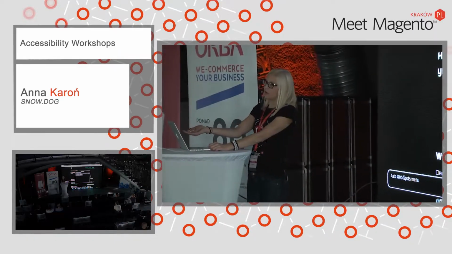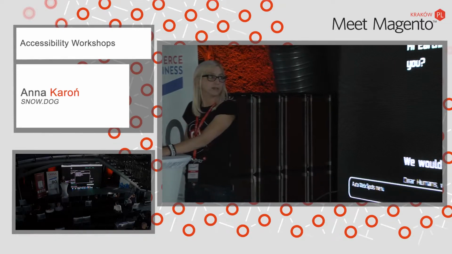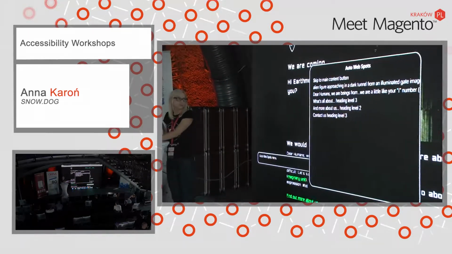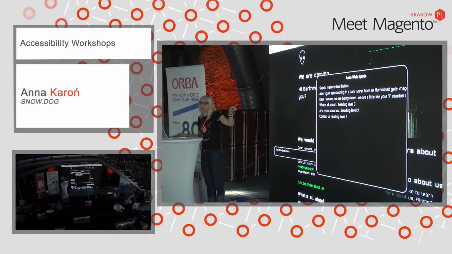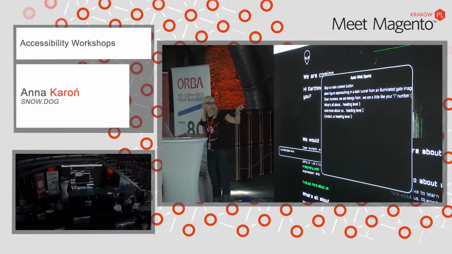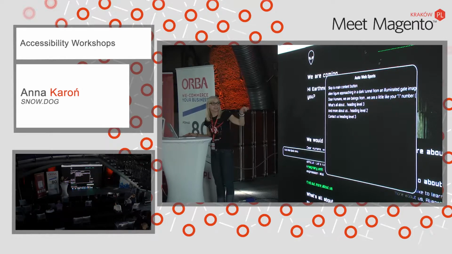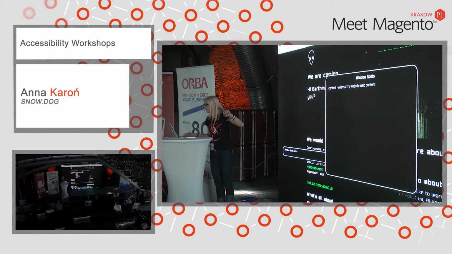Look, now we have some more web spots. We have skip to main content button. We have some image with the alternative text here. We have the headings, the different levels of headings. Window spots menu. Links menu. We have some links. Headings menu. Headings. We see the levels.